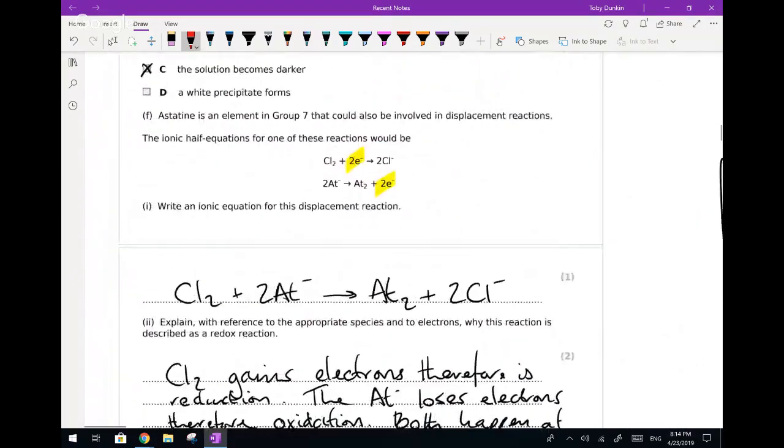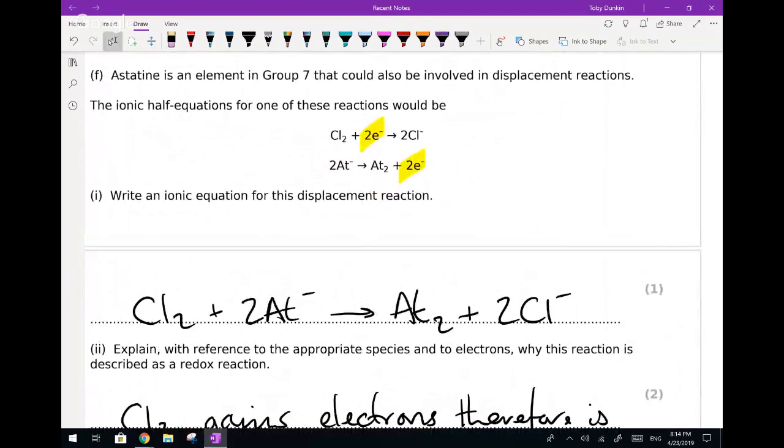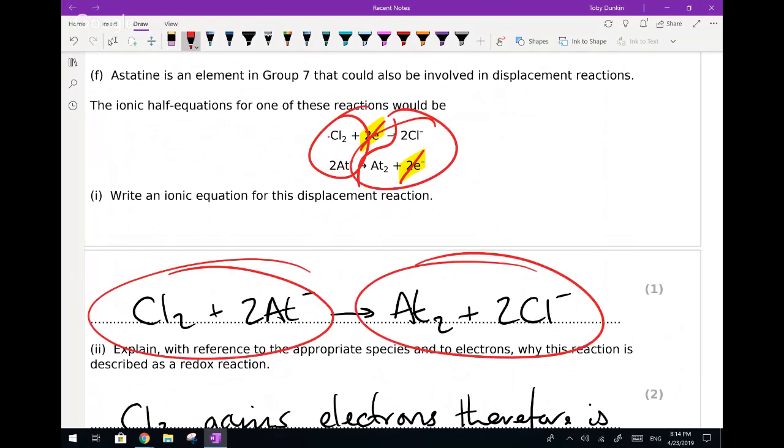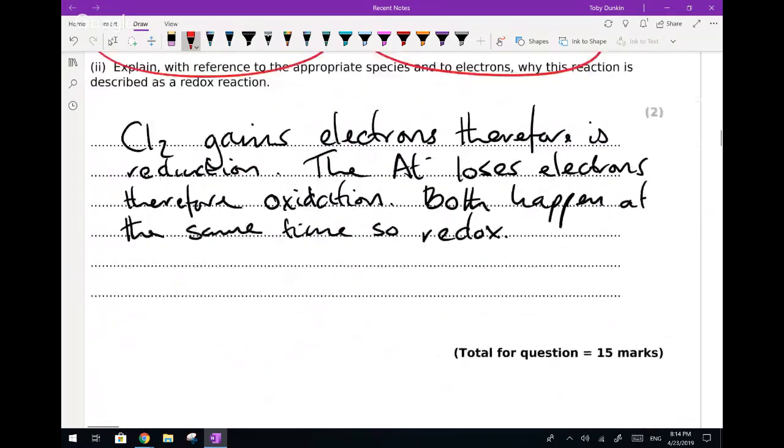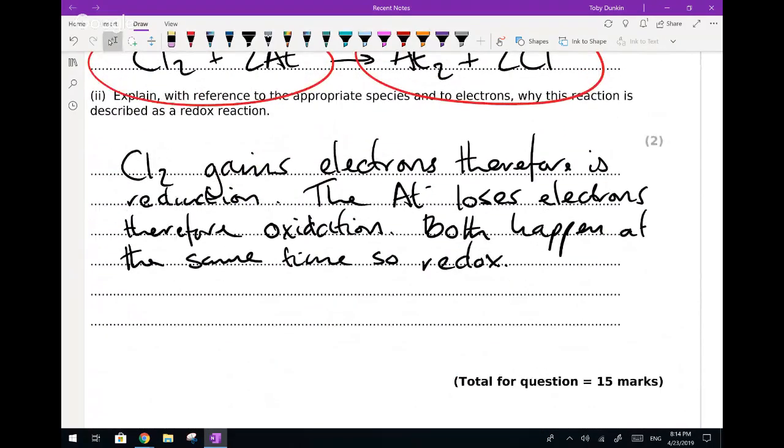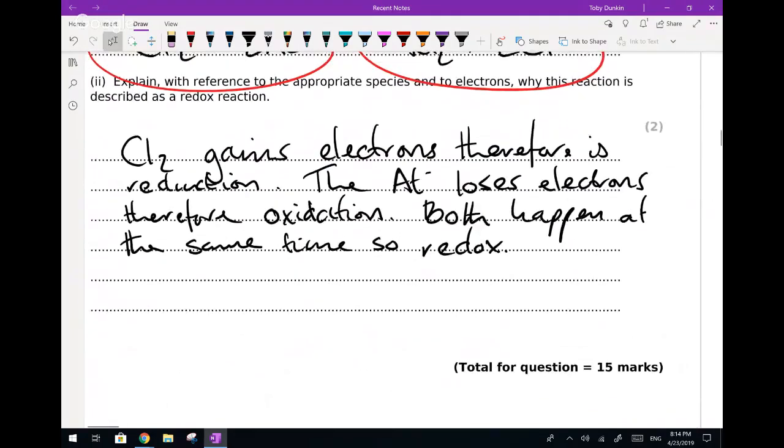Next. Write the ion equation for the displacement. Cancel the electrons. When you add these 2 equations together, the electrons are on opposite sides. Just put them together, everything on one side of the arrow. I always say draw a line on the arrow. So add that into one side and all of that on the other side, and you're done. Explain with reference to the appropriate species and electrons why this is a redox. Chlorine gains electrons, therefore reduction. OIL RIG, always super useful.